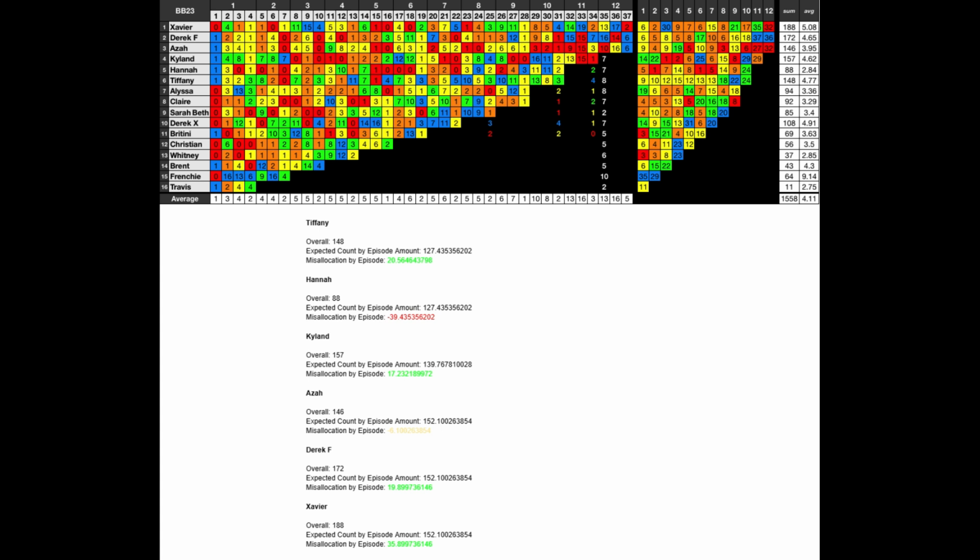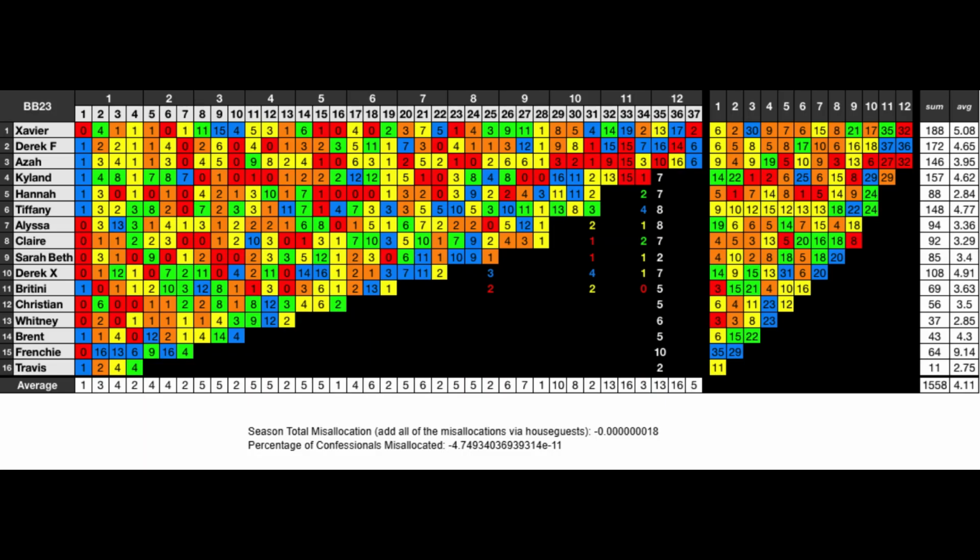Xavier has 188 diary rooms, and his expected count by episode amount is 152.1, causing for a 35.89 misallocation amount, and this is definitely the largest out of anyone on the cast. So that is what I got with the numbers below, but honestly, I don't even know if it's really the most accurate, or if the numbers were just too small and gave me that. So honestly, you could just ignore that part.